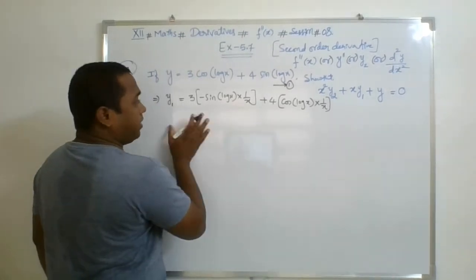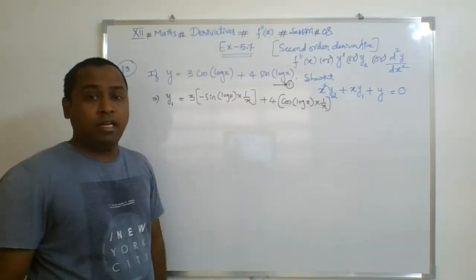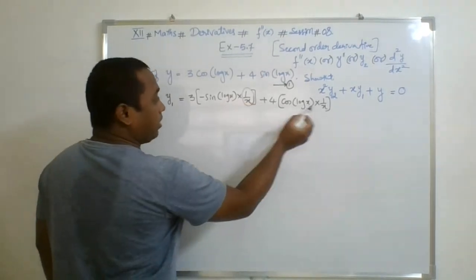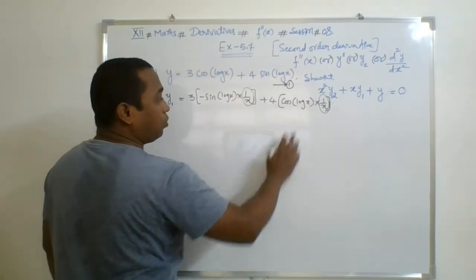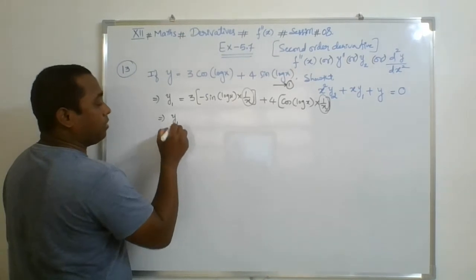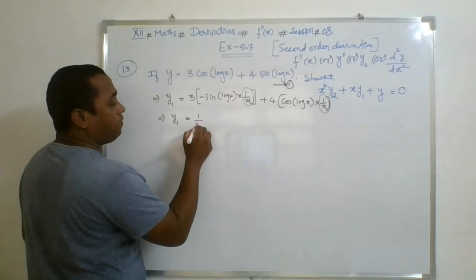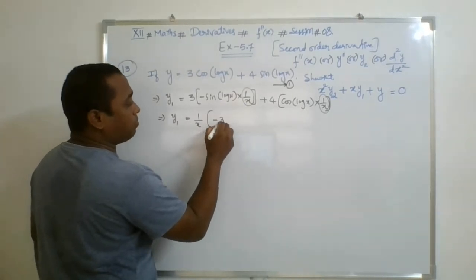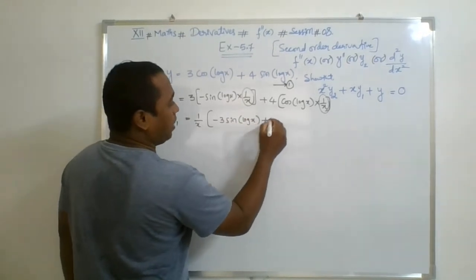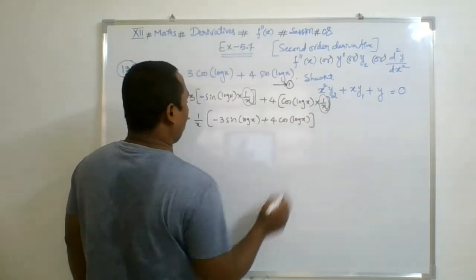Once you do this derivative, again try to take a common factor wherever it is required so that it will reduce your task. So 1 by x, I think it's a common factor from both the parts. I would take 1 by x as a common factor before going for the second derivative. So ultimately 1 by x as a common factor becomes minus 3 sine of log x plus 4 times of cos of log x. This is the remaining one.